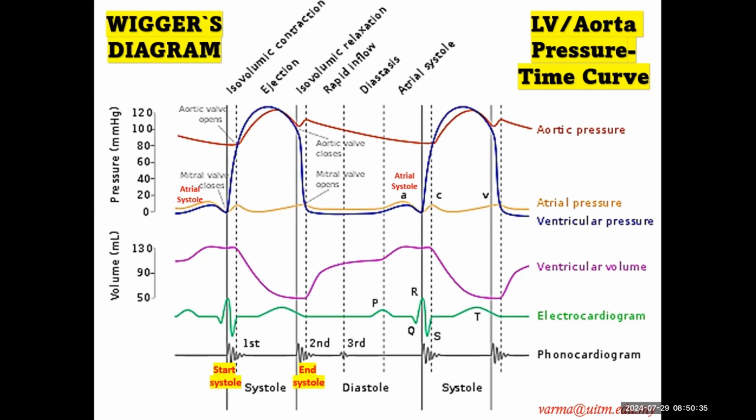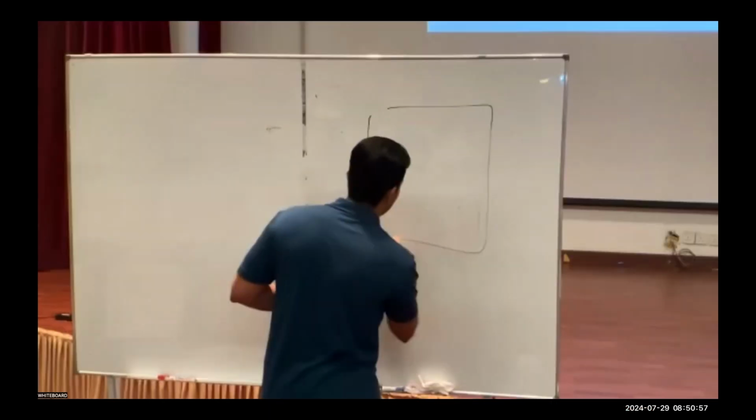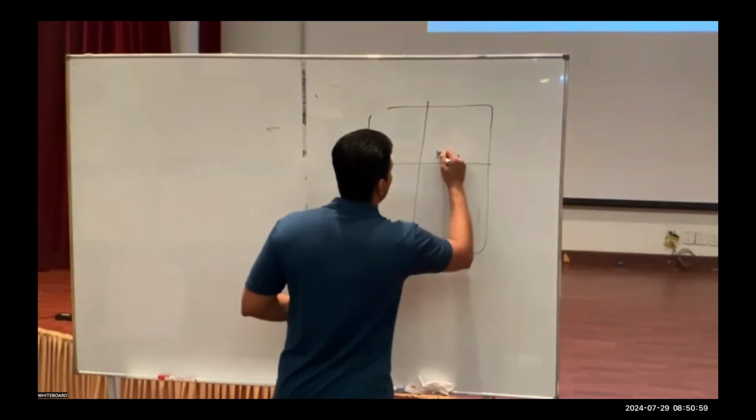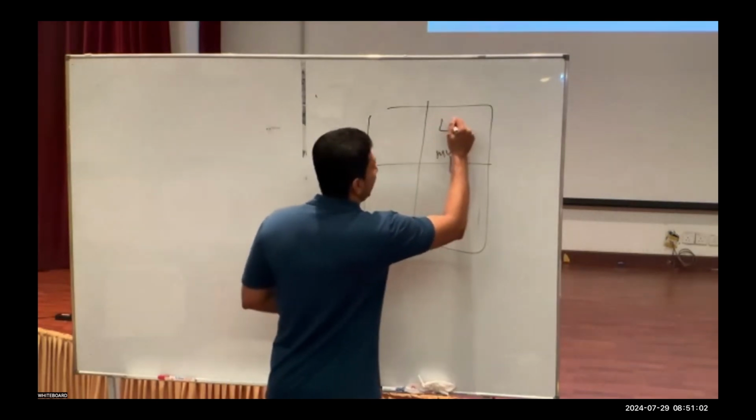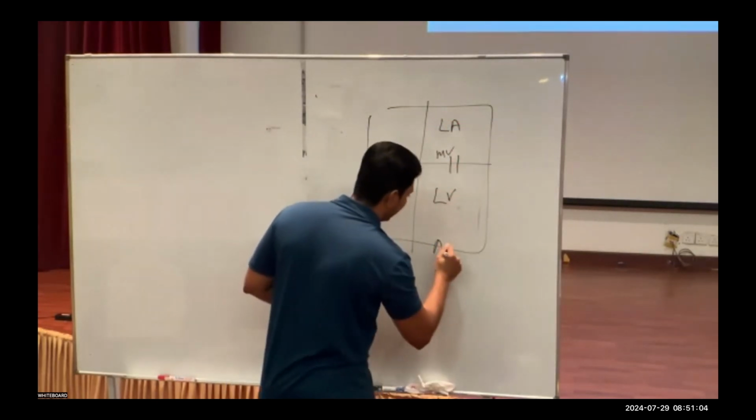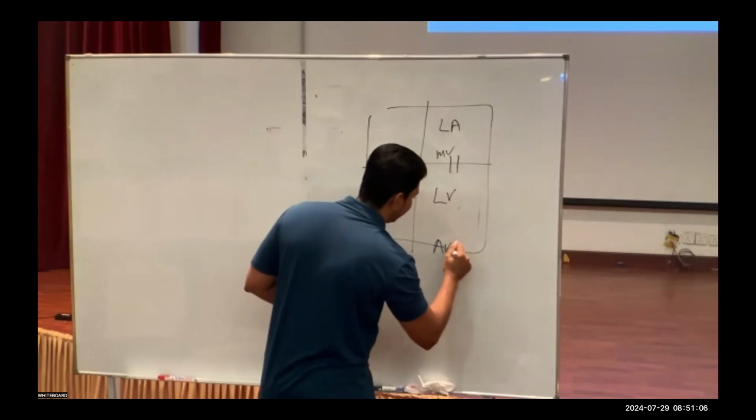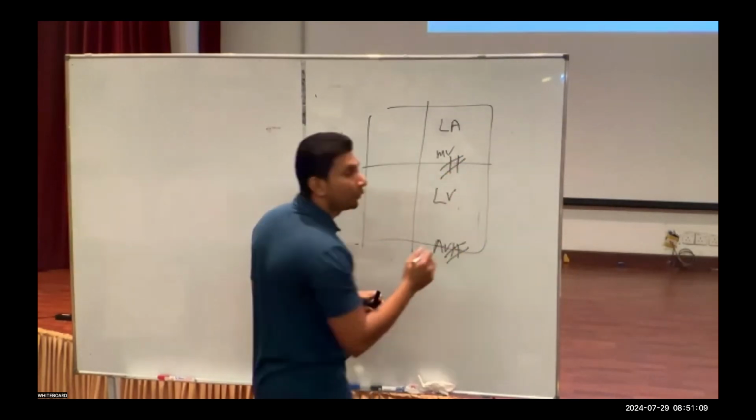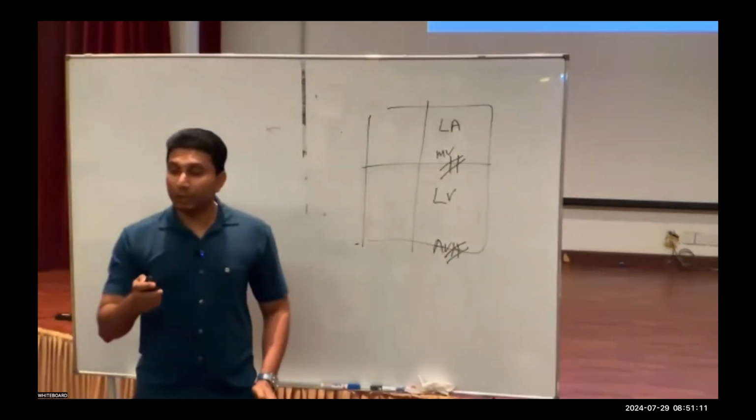When the heart is filled, the mitral valve is closed. The mitral valve is from your left atrium to left ventricle. After the final atrial kick, the mitral valve closes. So now the LV is a closed chamber. The aortic valve is not yet open. I'm going to omit the right side now. Left atrium, left ventricle, aortic valve: this is closed, this is closed. Now the left ventricle is a closed chamber.